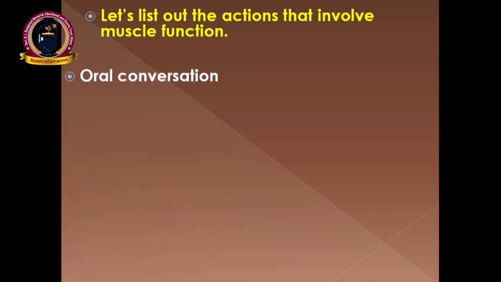Oral conversation. I am talking to you now. Whatever we do, we are able to speak out something. It is only because of the muscular action of our tongue and face muscles. That helps us in converting the single kind of sound coming from our sound box into words, the verbal communication we have. So that is with the help of muscles only.